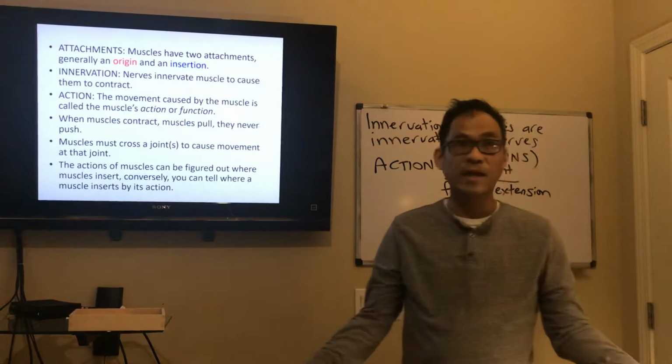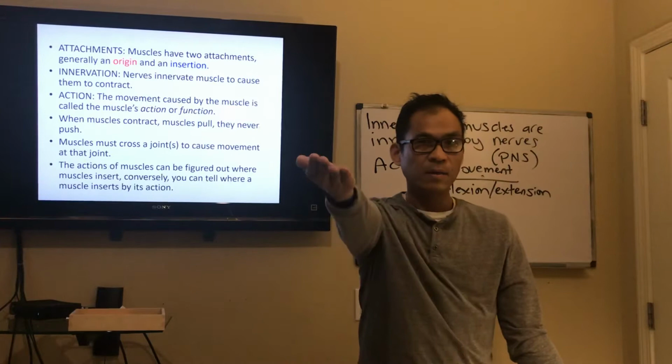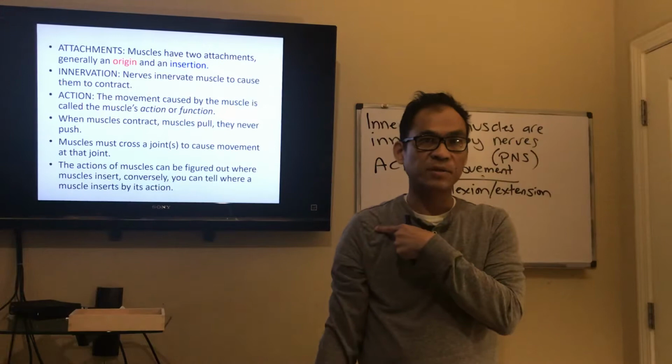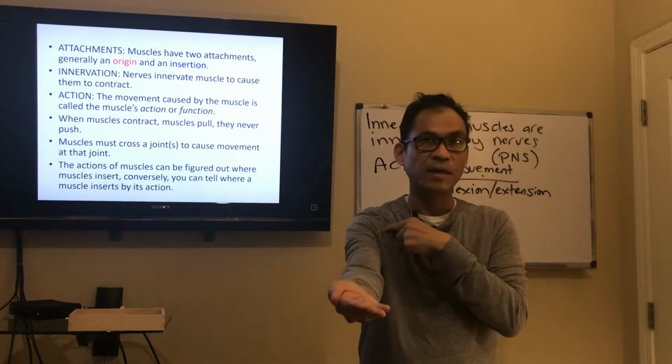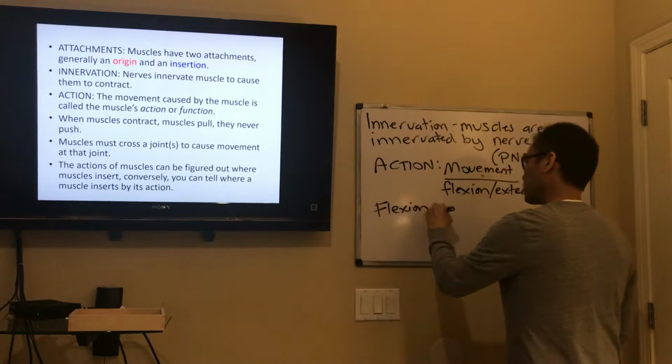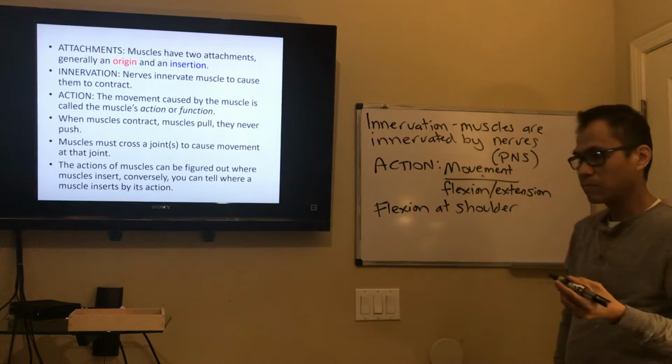Flexion is moving, say, your arm forward. So think about the joint that's moving. My shoulder. And if I bring it forward, that's flexion. And if I bring it back, that's extension. So the movement is, say, for example, flexion, and the joint that's moving is the shoulder. Or I could say the region that's moving, the arm. So you could say flexion at shoulder, or you could say flex arm. It's a different way of saying the same thing.